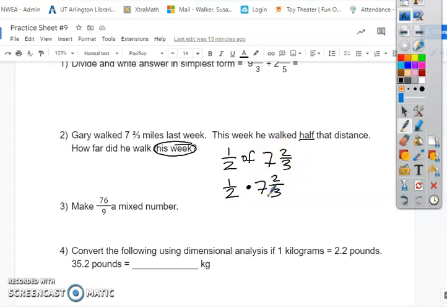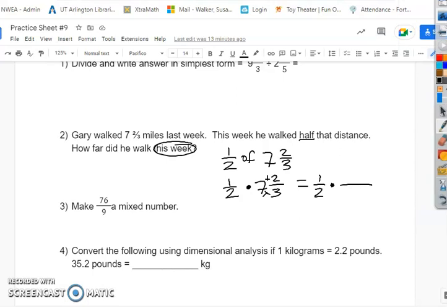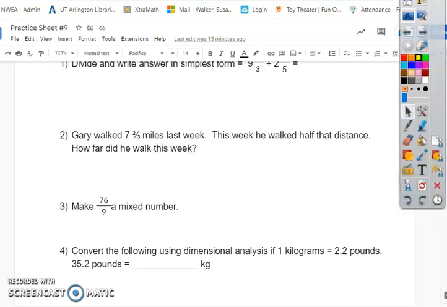This one is already proper. This one I have to make improper. It's 3 times 7 plus 2, that goes on top, and put it over 3. I'm going to tell you there is no relationship. So multiply whatever you get for the numerators, multiply whatever you get for the denominators, and then divide to make it a mixed number. Number 3. You're going to divide to make it a mixed number.